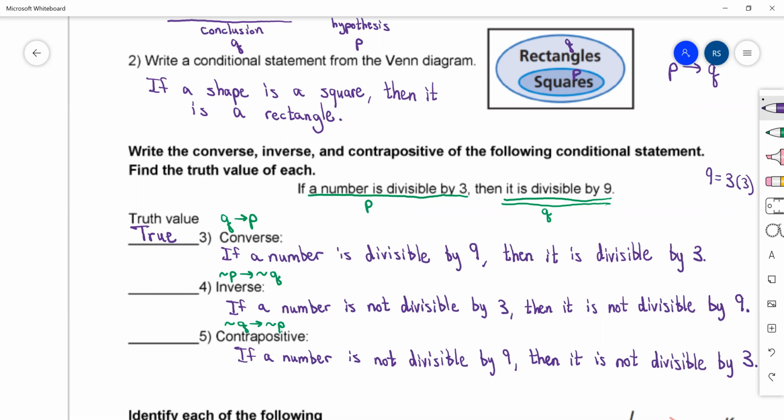And what about the inverse? If a number is not divisible by 3, then it's not divisible by 9. That would have to be true because 9 is 3 times 3. So if you can't divide 3 out, you certainly can't get 9 out. That's true.